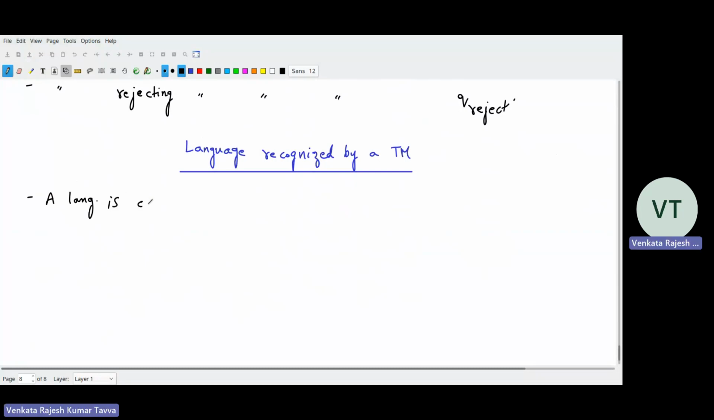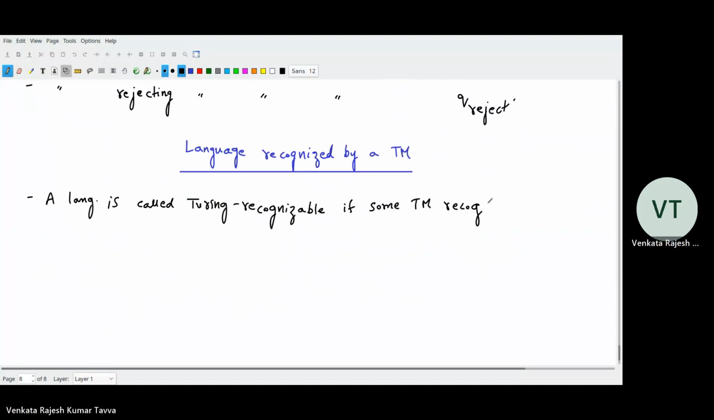A language is called Turing recognizable if some Turing machine recognizes it. It is also called a recursively enumerable language.